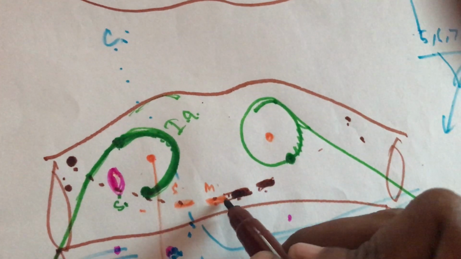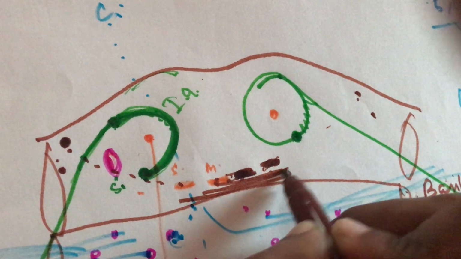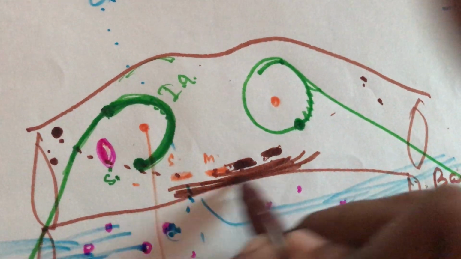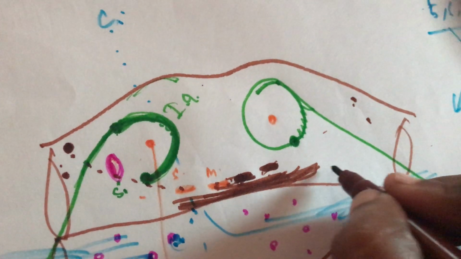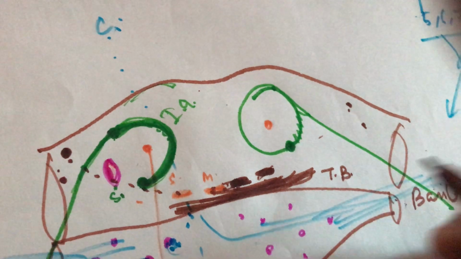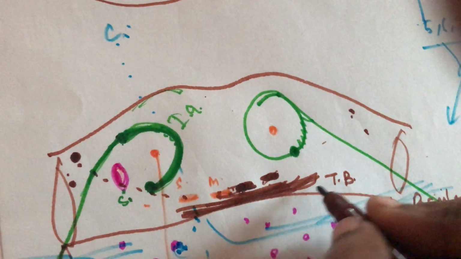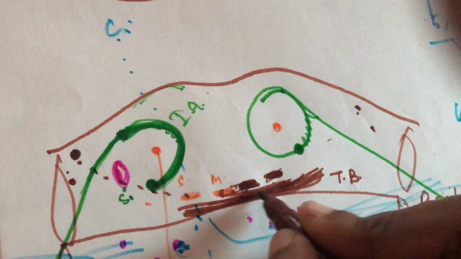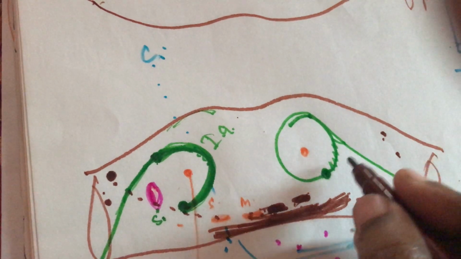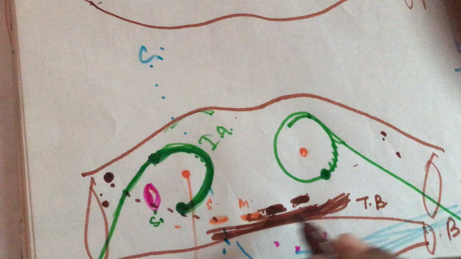Okay, they decussate here, and in the decussating area you have a body called the trapezoid body. What is this trapezoid body? There is something called the superior olivary nucleus. They form the trapezoid body. In the trapezoid body only, both cochlear nuclei decussate here.